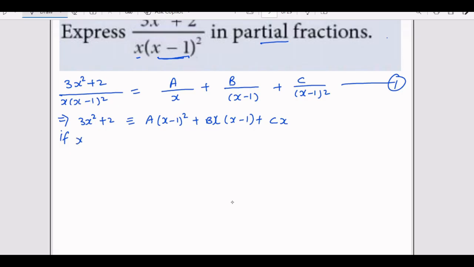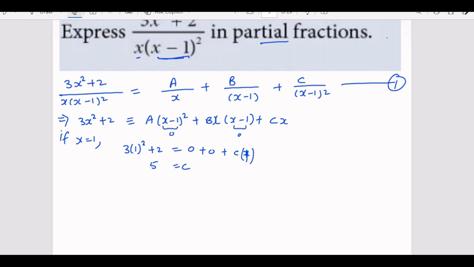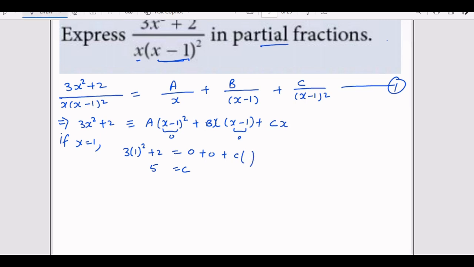Now if x is equal to 1, then this term is going to become 0. So x is 1, so we will have the left hand side like this, and this is 0, plus this will also become 0, plus Cx. So this gives us, as this is 3 plus 2, it's 5, equals C. Sorry, x is 1 here. So C, we got C as 5. So the value of C we got is 5.